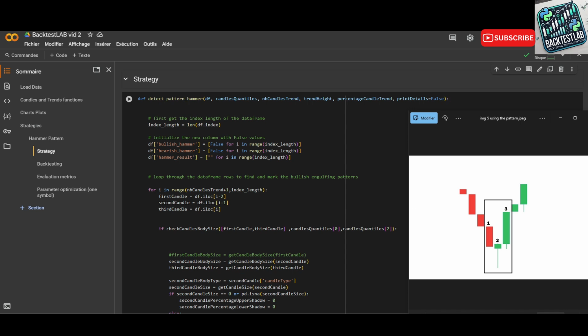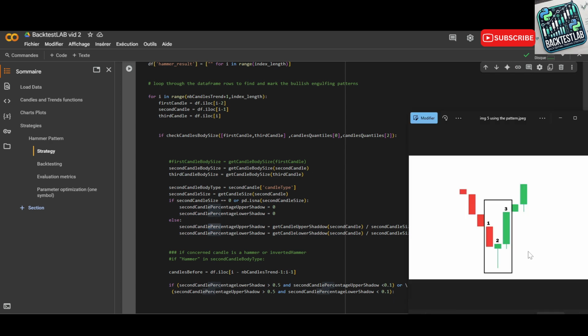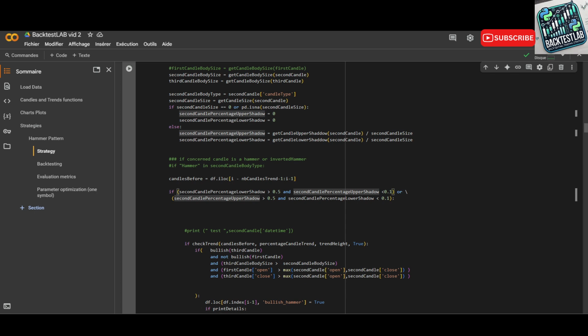After that, we are going to get the body size of the third candle and the second one, and we also want to get the percentage upper shadow and the percentage lower shadow of the second candle. In this specific example, this is the lower shadow, and we want to know if it represents, for example, 80% of the whole size of the candle or 50%, etc. So we will get the upper shadow and the lower shadow.